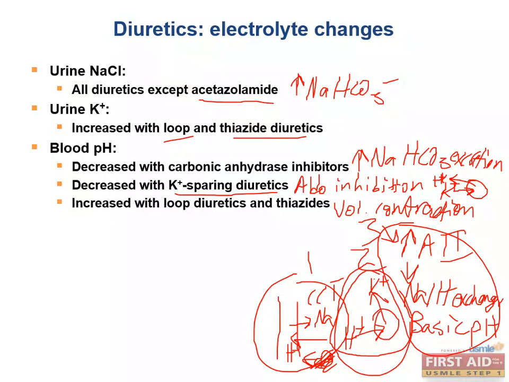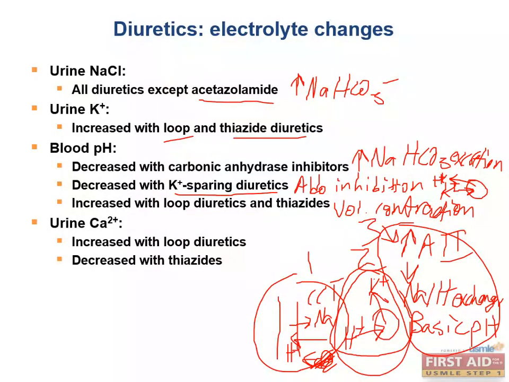diuretics and thiazides. And urine calcium is going to be increased with loop diuretics. Remember that loops lose calcium, and so calcium will be excreted in greater quantity in the urine. And thiazides decrease urine calcium concentration, and this is due to the increase in paracellular calcium reabsorption. So, thiazides will decrease urine calcium excretion.